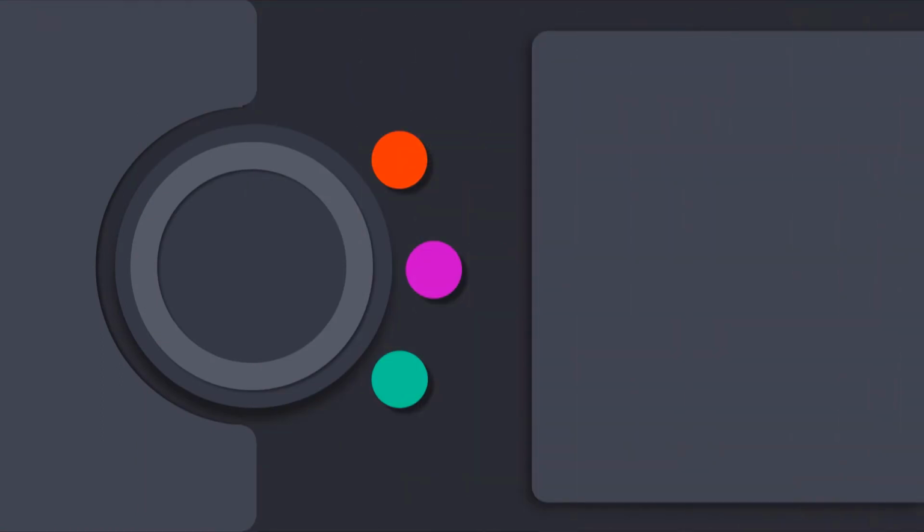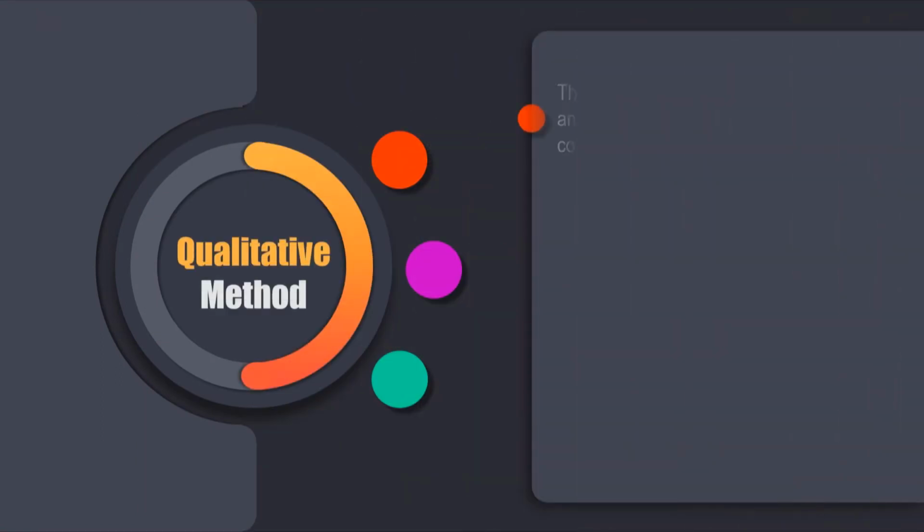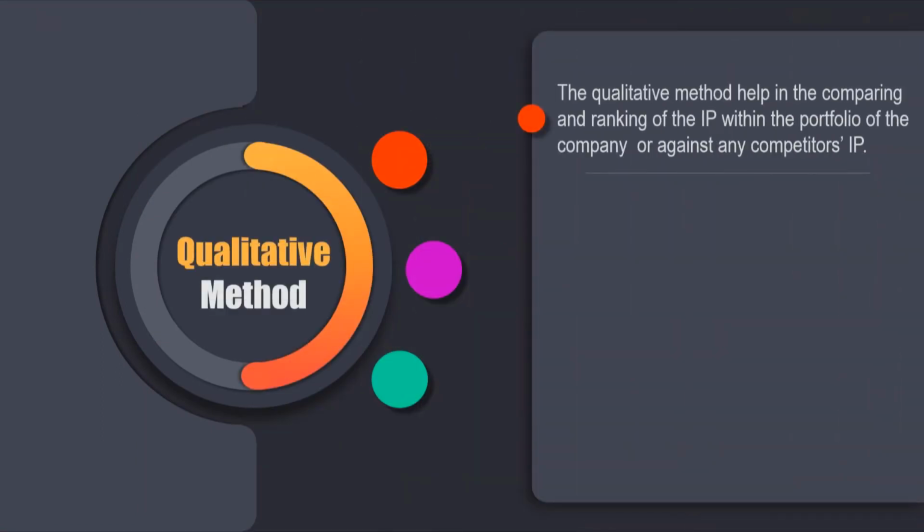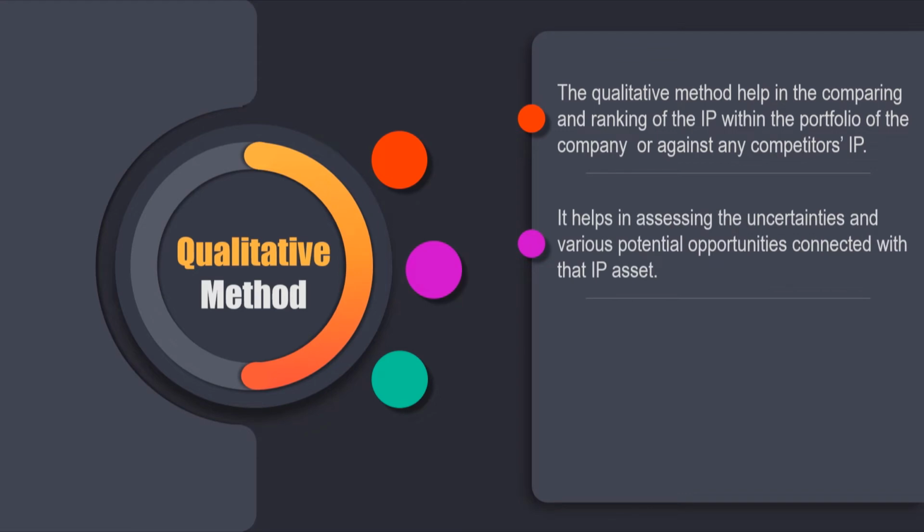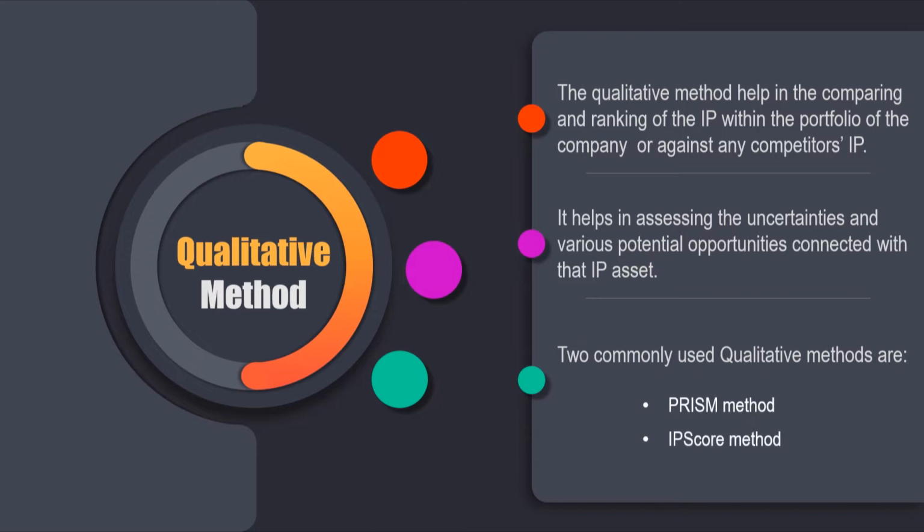Now, the second technique which is used for IP valuation is the qualitative method. The qualitative method helps in the comparing and ranking of the IP within the portfolio of the company or against any competitor's IP. It helps in assessing the uncertainties and various opportunities connected with that particular IP asset. Two commonly used qualitative methods are Prism method and IP score method.